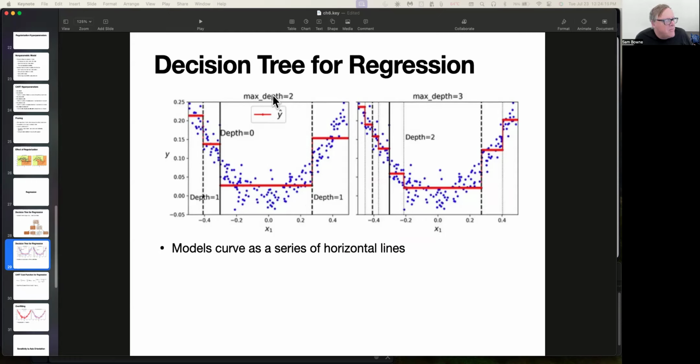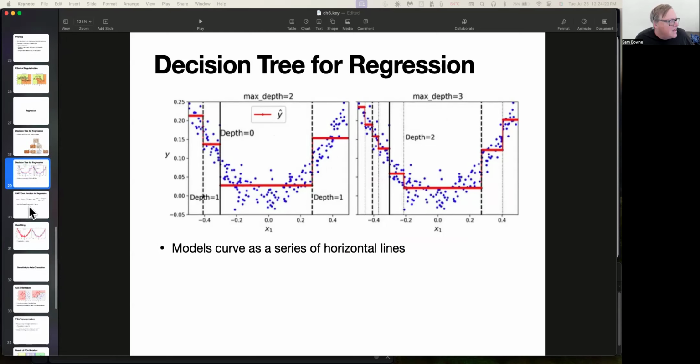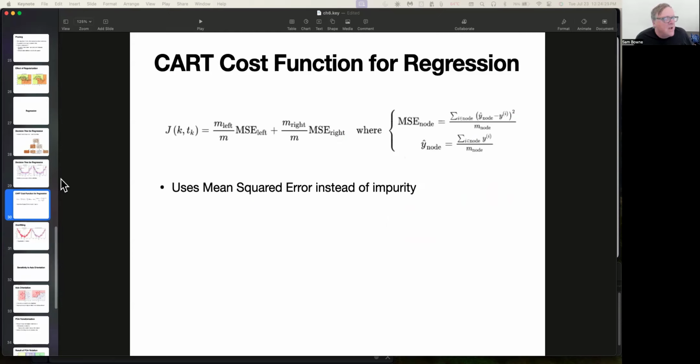And if your depth is limited to 2, you'll only have this many values. But if you go to depth 3, you can have finer steps. And that's the game. It'll evaluate anything, but it will always be as a series of straight lines. And here's the mathematical expression of that error bar. I don't think it matters that much.